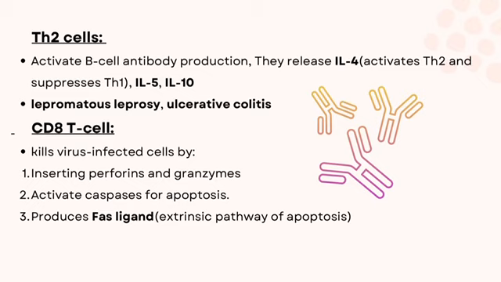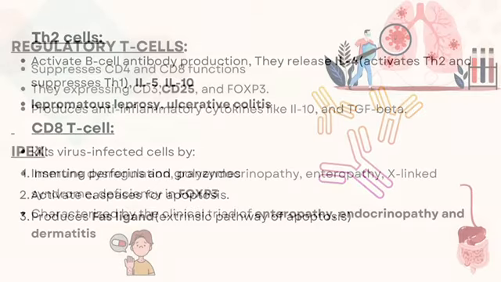CD8 T cells are also called cytotoxic T cells. These kill the virus-infected cells by inserting perforins and granzymes. They also cause apoptosis of the cells by producing Fas ligand, which is an extrinsic pathway of apoptosis. And also they activate caspases.